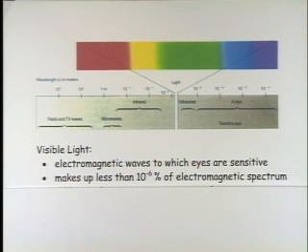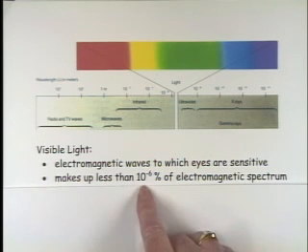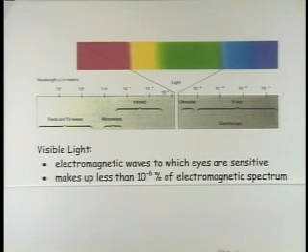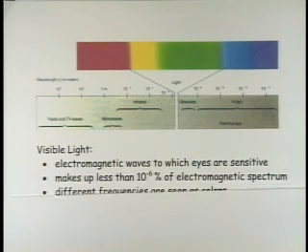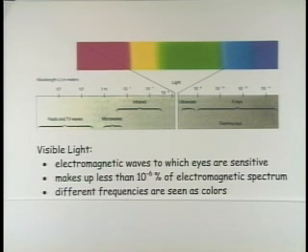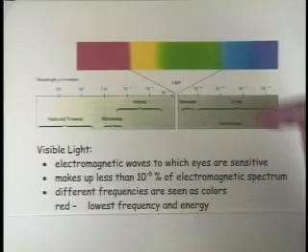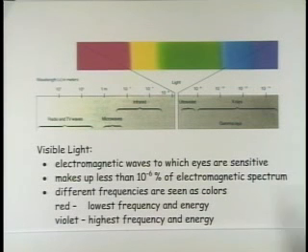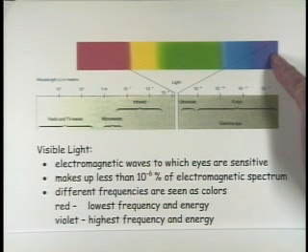Surprisingly, the range of visible light frequencies makes up less than 1/millionth, or 10 to the negative 6%, of the electromagnetic spectrum, so this space in here should be much, much smaller. The different frequencies of visible light are seen as different colors, from red with the lowest frequency and the least energy, to violet with the highest frequency and the most energy.